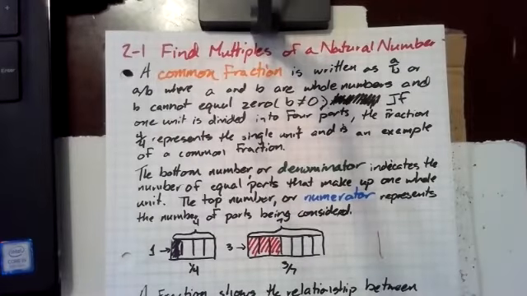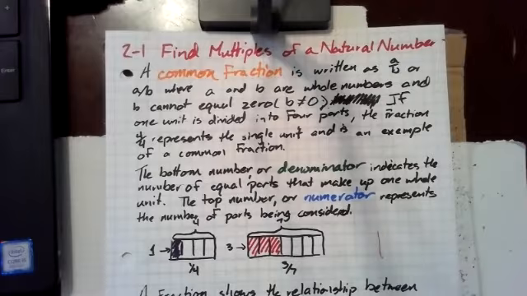In this video, we will find multiples of a natural number. A common fraction is written as a over b, or a slash b, where a and b are whole numbers and b cannot equal 0. B does not equal 0.